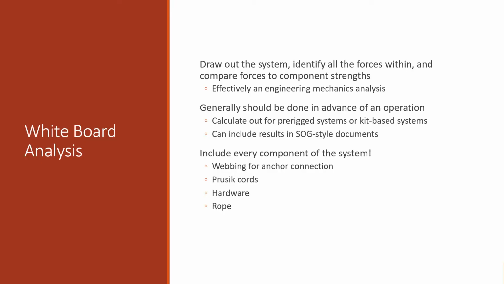Finally, we have the whiteboard analysis. This is doing a detailed analysis where you draw out the entire system, every component, and then work out the forces that are going to be experienced by each individual component. Then compare those forces to the strengths of those components and figure out where the weak links are and if you can do anything to mitigate it. This is an engineering mechanics analysis, making sure that everything isn't exceeding its maximum strength or the safety factors in relation to the maximum strength.